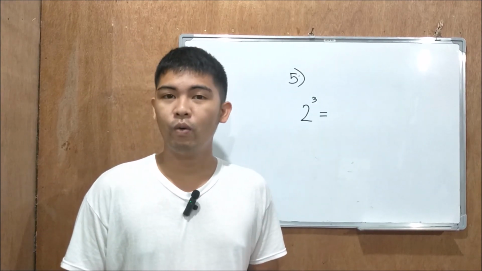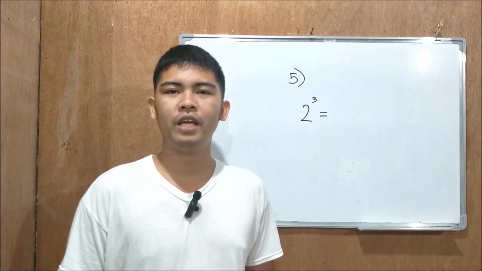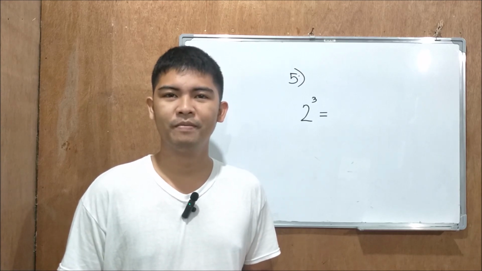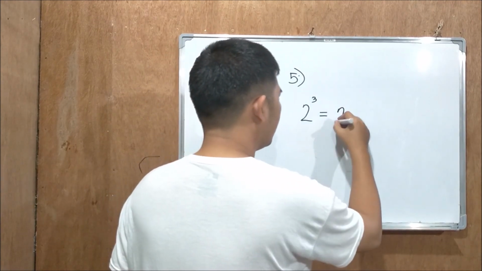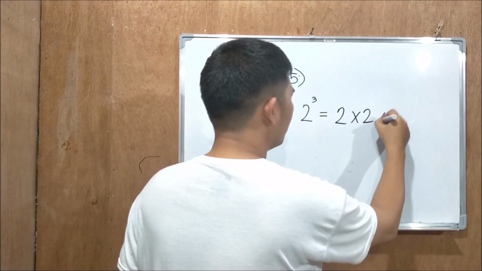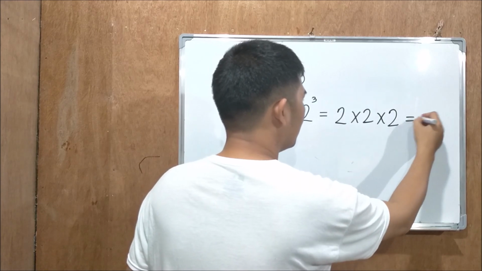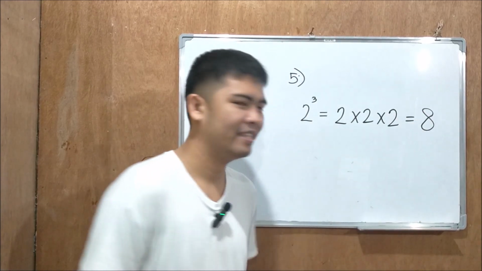Question number 5. What is 2 raised to the power of 3? The answer is 8. Kaya ang 2 raised to the power of 3 is equal to 2 times 2 times 2. So that is equal to 8.